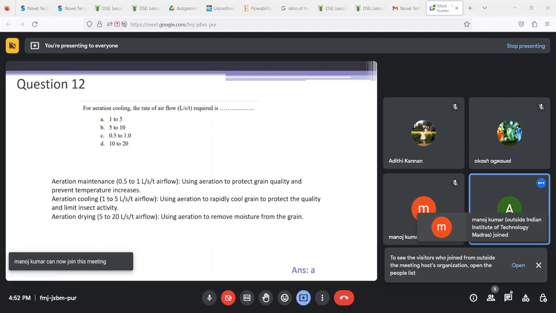So these are the three main roles of supplying air inside the silo. First is to maintain the aeration to ensure that the grain quality is protected. Second, to ensure that the temperature is maintained and you do not cause any growth of insects and so on. And then you have aeration drying as well, to remove all the moisture from the grain. The answer to this question is option A.